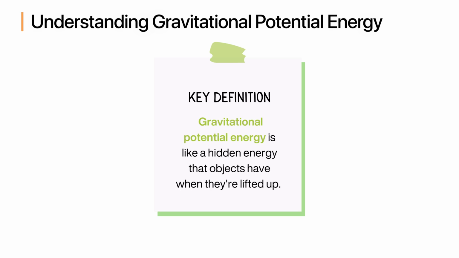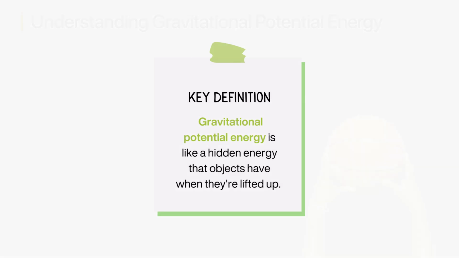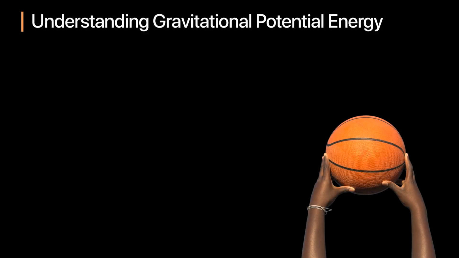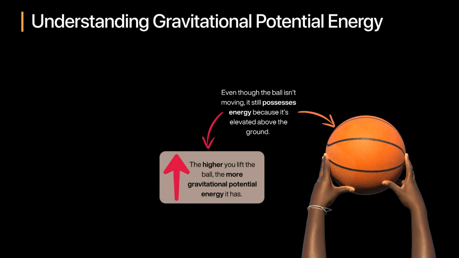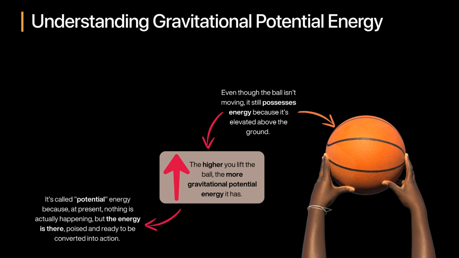Gravitational potential energy is like a hidden energy that objects have when they're lifted up. For example, imagine holding a ball above your head. Even though the ball isn't moving, it still possesses energy because it's elevated above the ground. The higher you lift the ball, the more gravitational potential energy it has. It's called potential energy because at present, nothing is actually happening, but the energy is there, poised and ready to be converted into action.